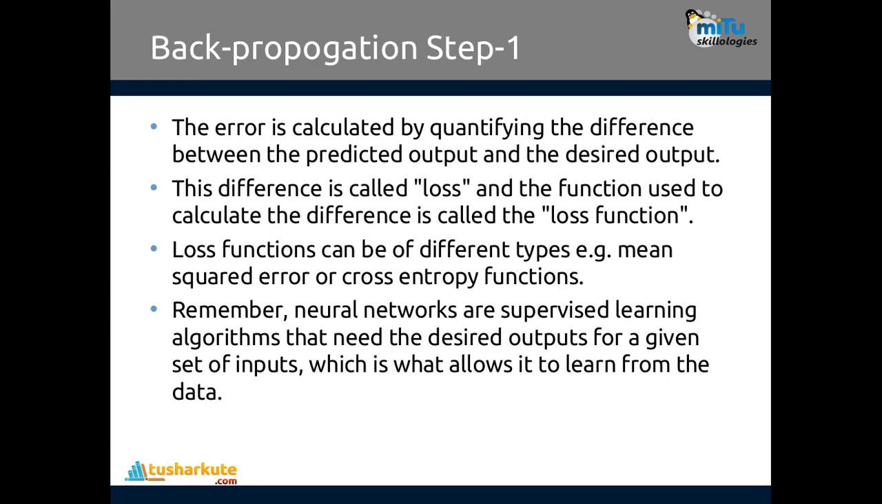So in back propagation, the result generated will come back again. The error is then calculated by quantifying the difference between the predicted output and the desired output. So error will be there, obviously. This is what we call a loss, and the function used to calculate the difference is called a loss function. This loss function can be of different types, like mean squared error function or cross entropy function, which are used to identify the loss between predicted output and expected output. Remember, neural networks are supervised learning algorithms that need desired output for a given set of inputs, which is what allows them to learn from the data.